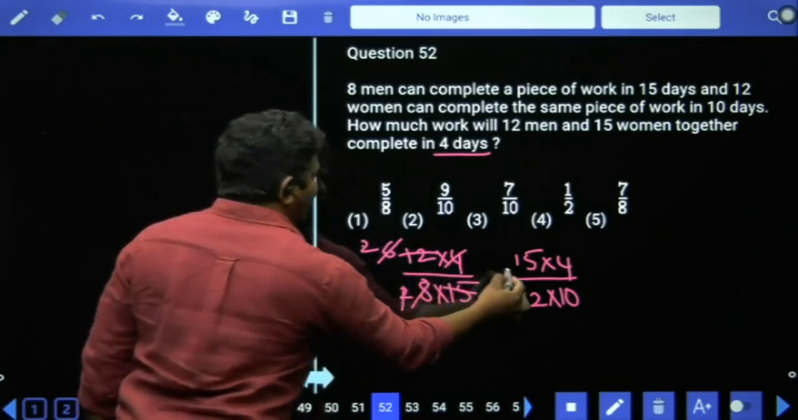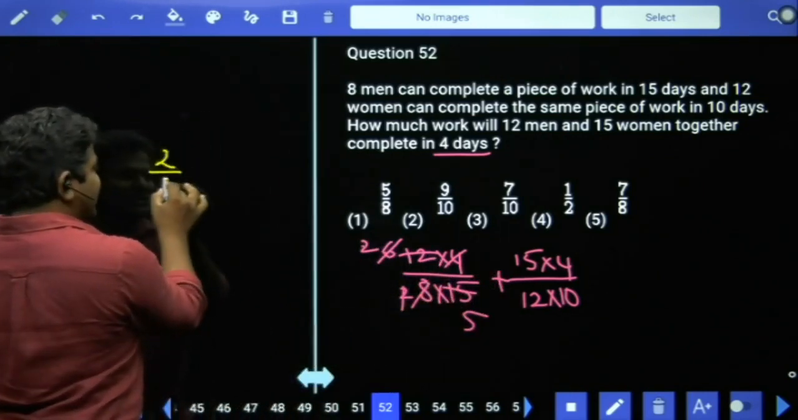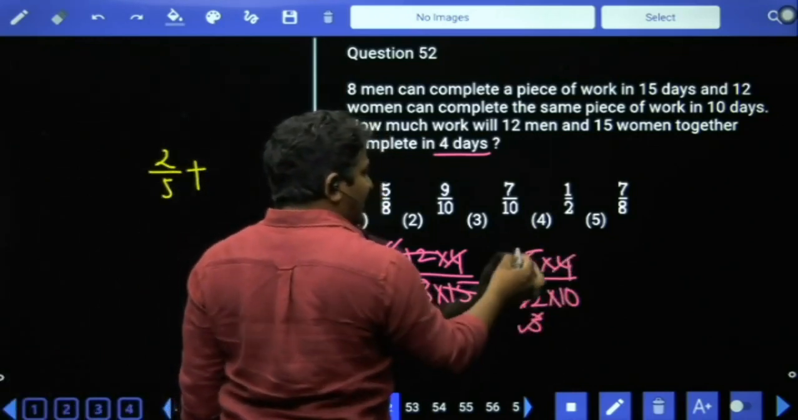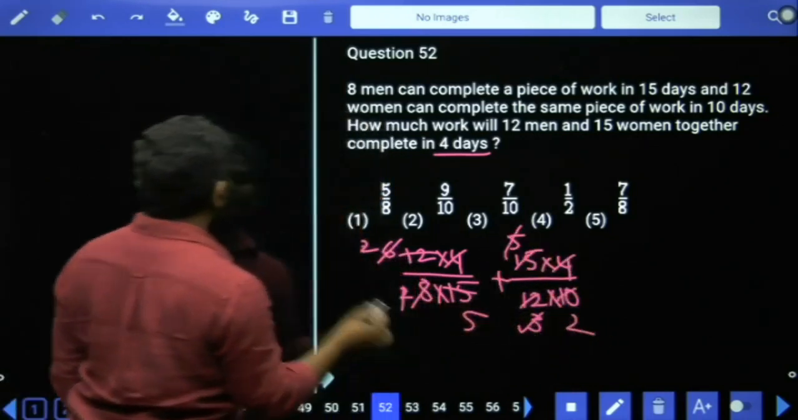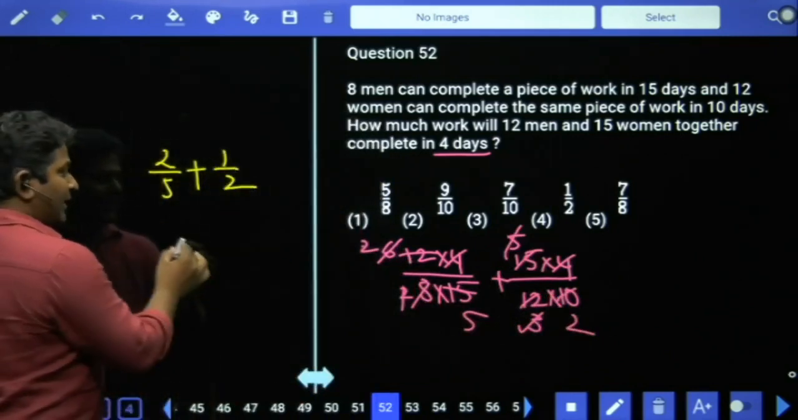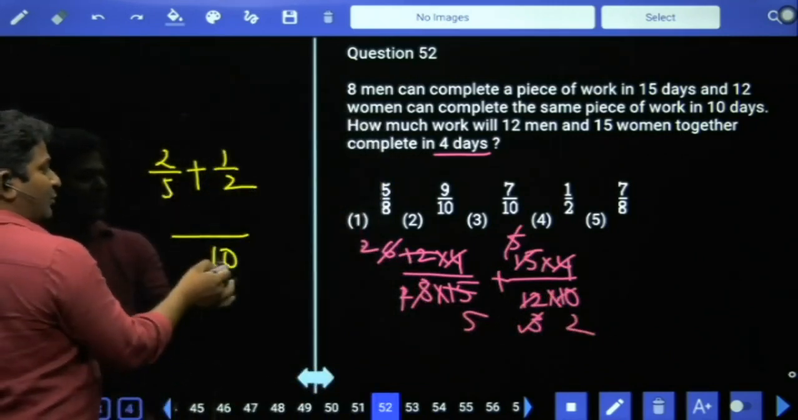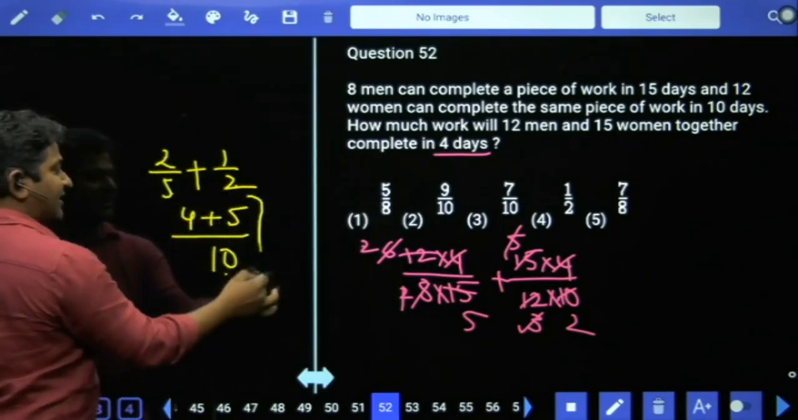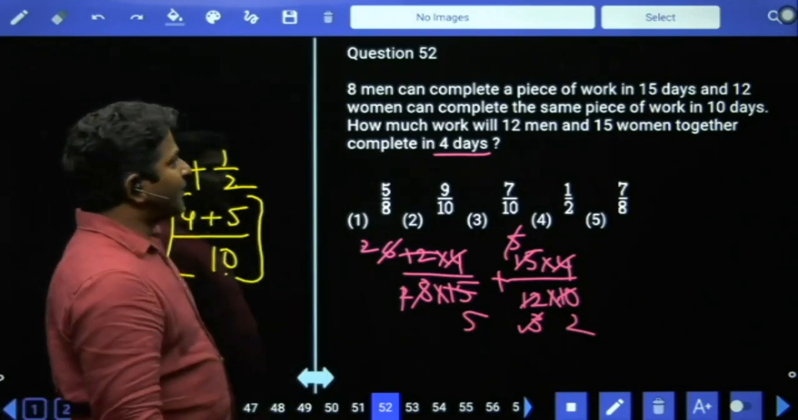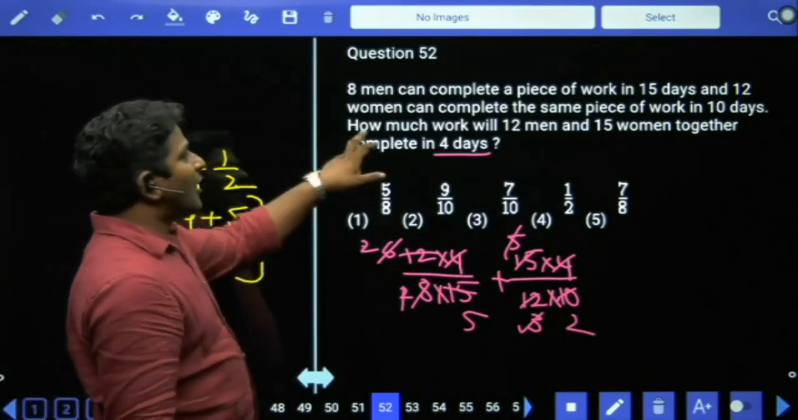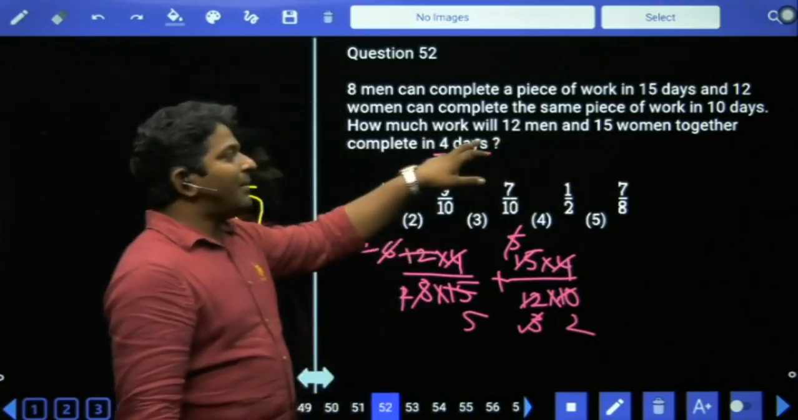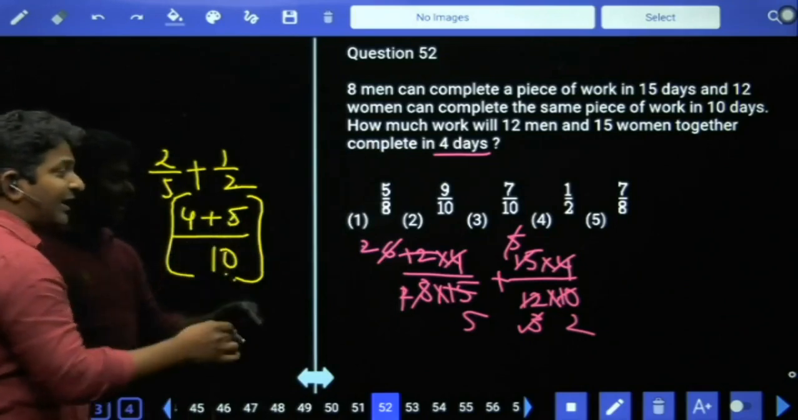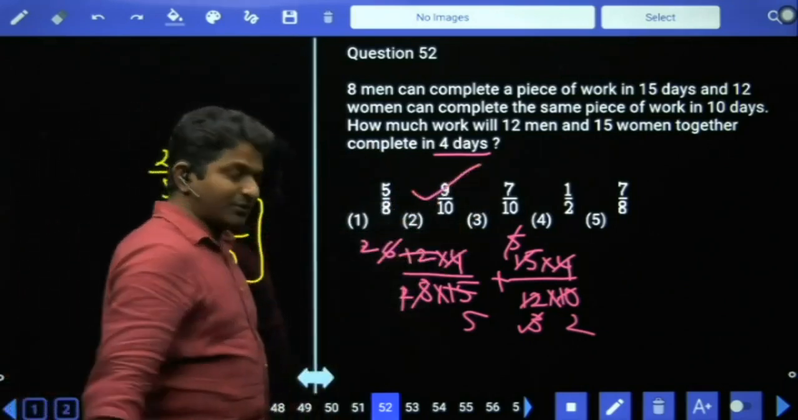2 by 5, plus 4, 3 times, 3, 5 times, 5, 2 times. That is 1 by 2. Denominator LCM is 10: 5, 2 times 2 into 2, 4, plus 2, 5 times 1 into 5, 5. That is 9 by 10 work is completed. Now you're asked to calculate how much work 12 men and 15 women together can complete. So 9 by 10th work is complete, which is the second option.